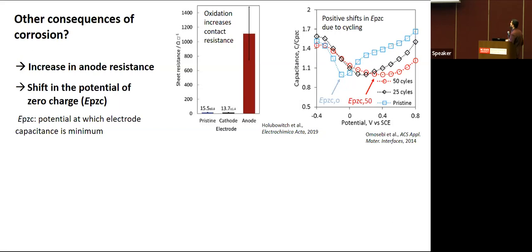That would result in a positive shift in the potential of zero charge. So after 50 cycles, there will be a positive shift in that electrochemical surface property. I know this might sound complicated, but I will make sure it's simple enough. So let's say we apply a cell voltage. So each electrode would be charged at a certain potential.